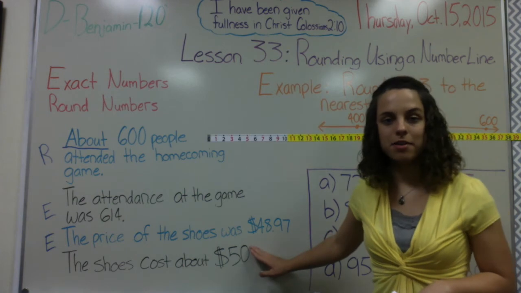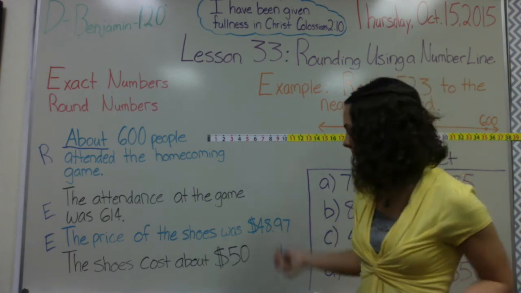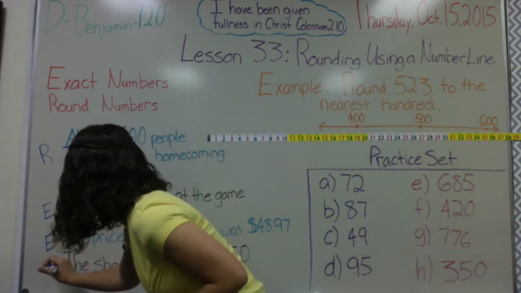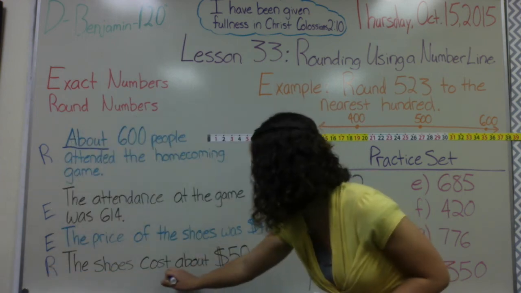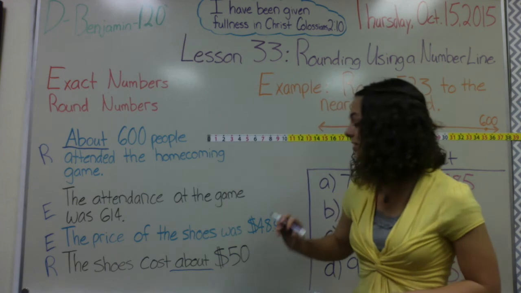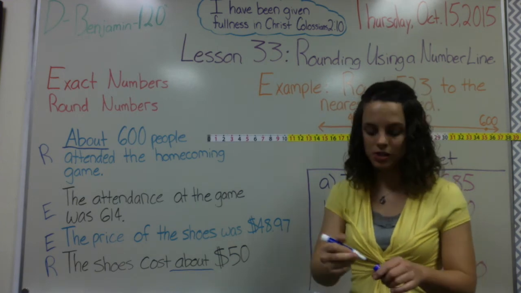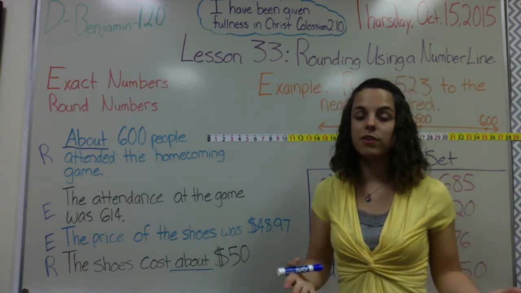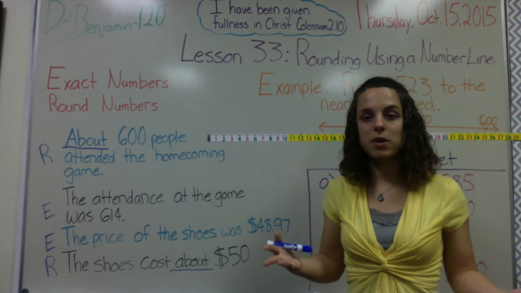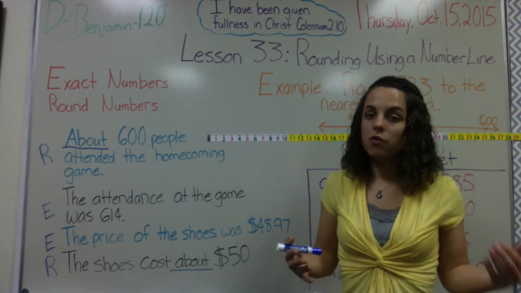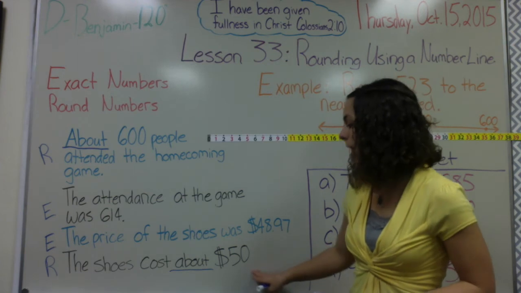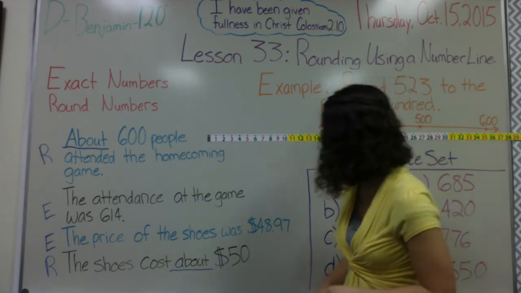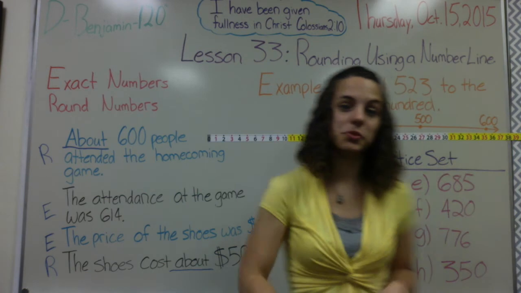It is indeed rounded because it's another statement that has the word about. The shoes cost about $50. They might not cost exactly $50. It might be $51, or maybe it's $49 or $48. All we know is that it's about $50. It's an expensive pair of shoes.